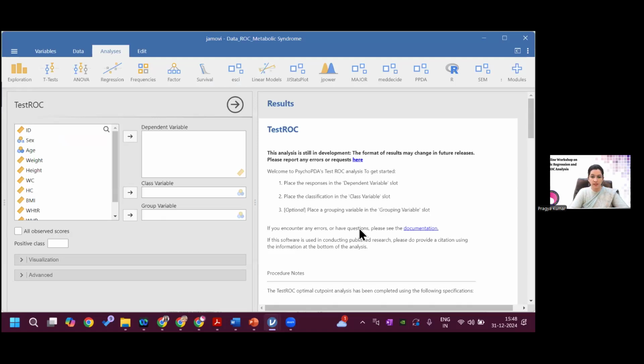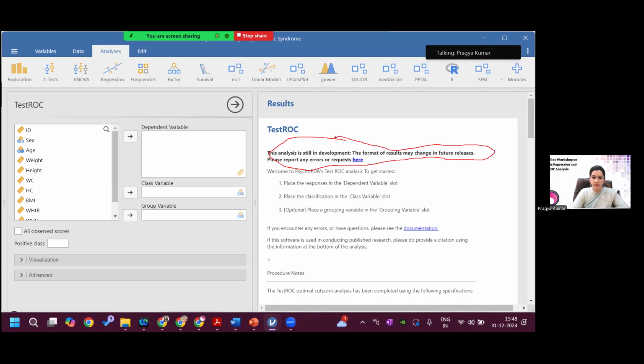If you see this, it writes that this analysis is still in development. The format of result may change in future releases. Still in development means that if you see the interface, there are a few options which are not working currently, but most of the options which are of our use are working. That's why it writes that this analysis is still in development, people are writing commands and codes and adding the modules to it. But again, major functions and major purpose it serves.